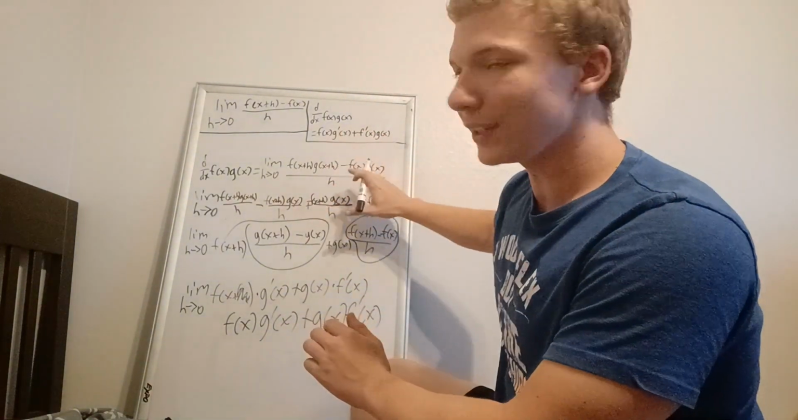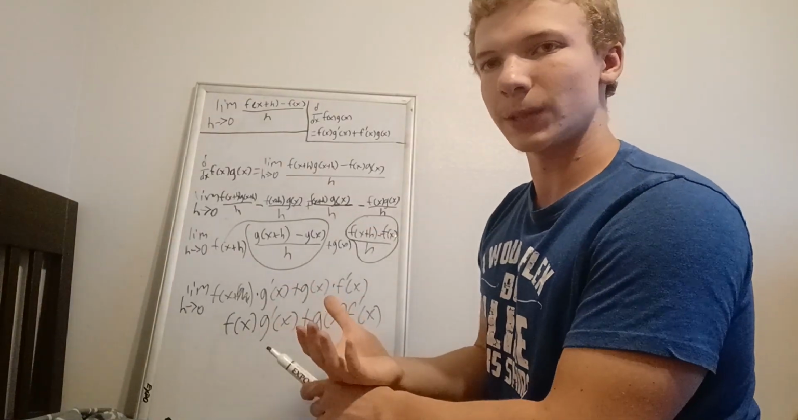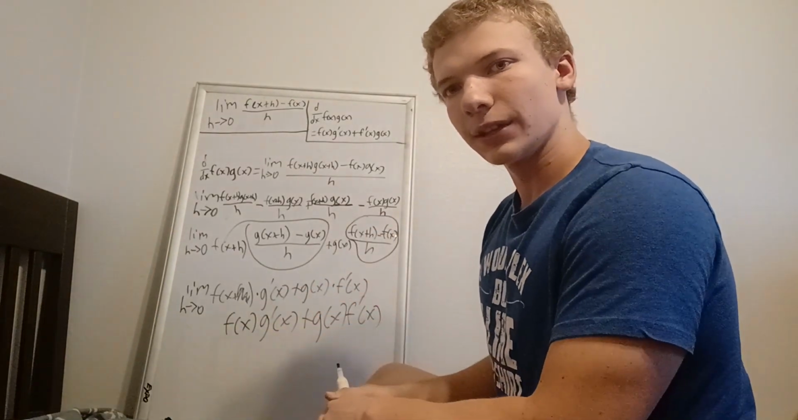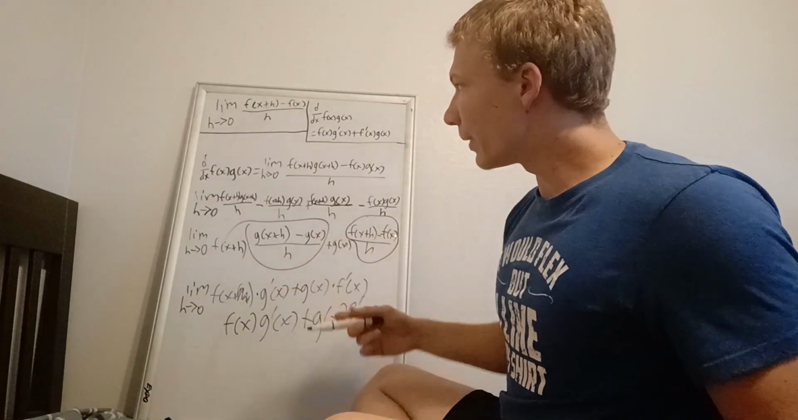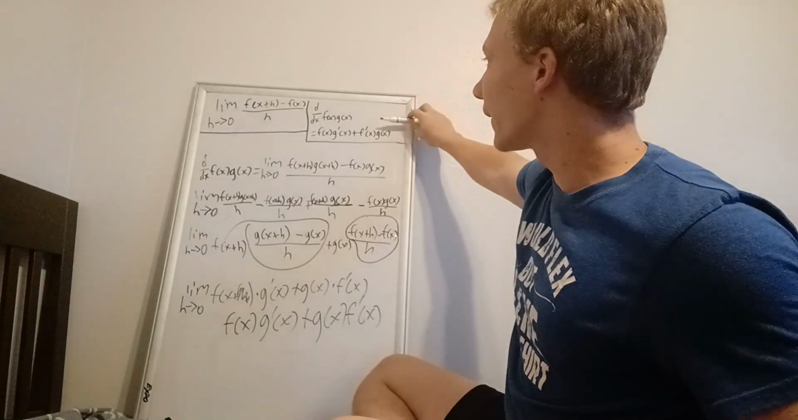So it's a very neat trick of adding 0 to an expression to be able to refactor it. So it's nothing incredibly complicated, it just takes some outside the box thinking, but this proves why the product rule holds.